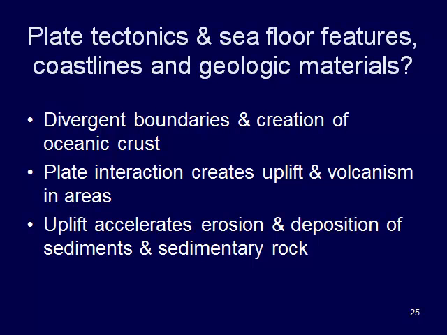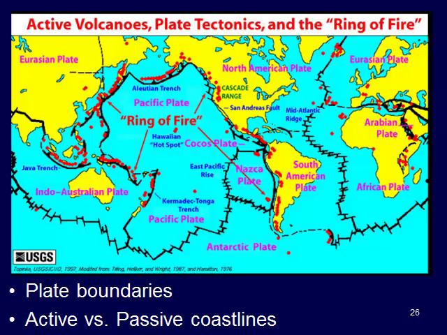And where we have plates colliding, a lot of times we create uplift and volcanic eruptions. This uplift accelerates erosion, deposition of these sediments and sedimentary rocks. So where we have convergent plate boundaries, where the crust is moving up or down, active coastlines, where we have emergent and submergent features. So again, those active versus passive coastlines, I just talked about active, where you have a boundary, two plates colliding, pulling apart, sliding past one another, such as the Cascade Range, San Andreas Fault.